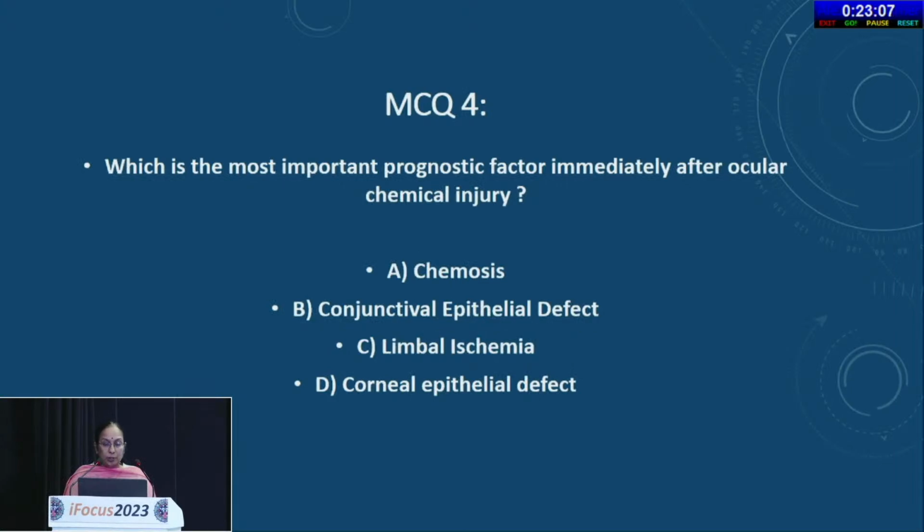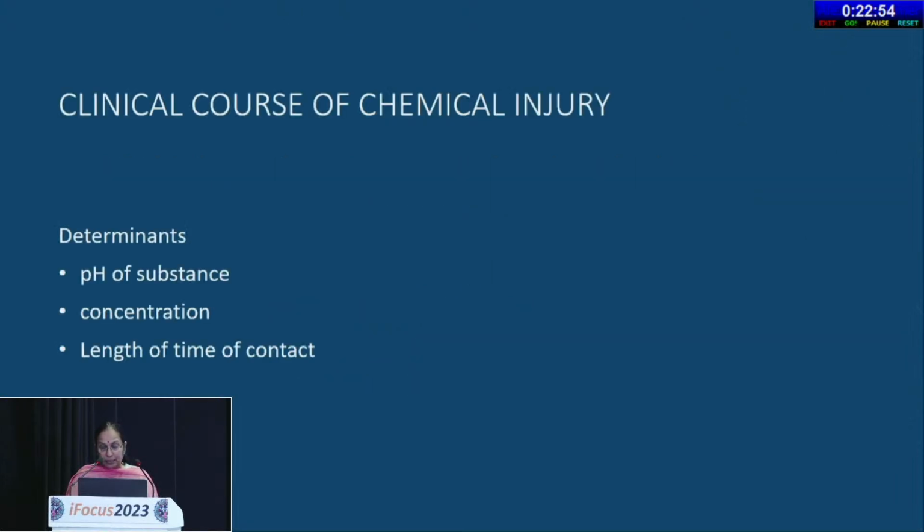So the fourth MCQ is, what is the most important prognostic factor immediately after ocular chemical injury? A, chemosis. Second, conjunctival epithelial defect. C, limbal ischemia. D, corneal epithelial defect.